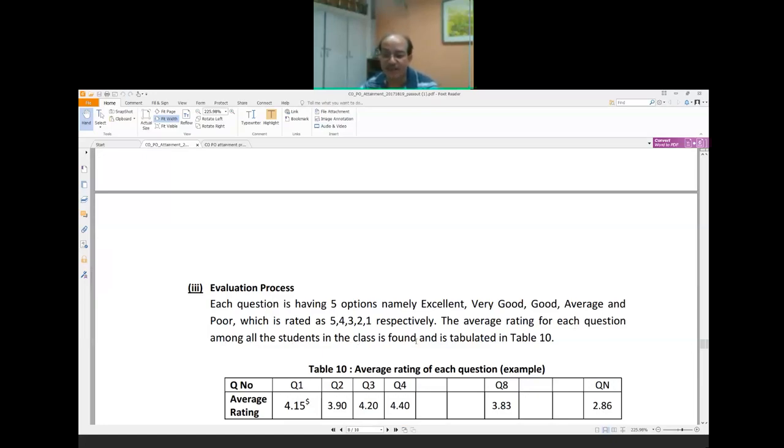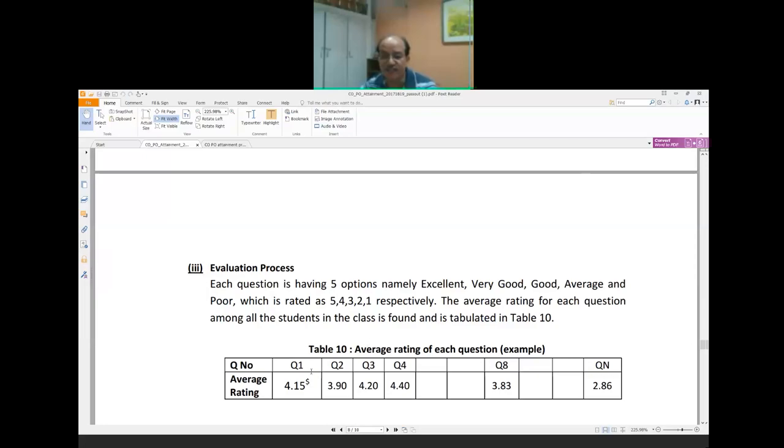Now, each question has, let's say, five options, and we find the average rating for each question among all the students in the class, and we tabulate that. Question number one, let's say, is 4.15. If I want to evaluate each question across each student, I take the values and, corresponding to one question, I average them out and get this sort of a value.